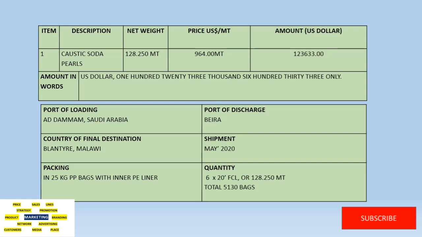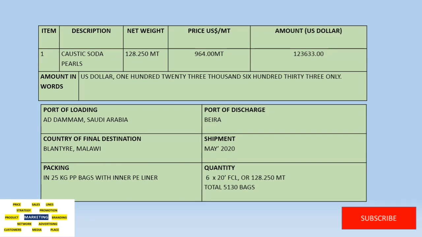Now we see the port of loading and port of discharge details. The invoice mentions the port of loading as Dammam, Saudi Arabia, and the port of discharge as Beira. Country of final destination is Blantyre, Malawi. Shipment May 2020 means when our product actually reaches the port of discharge.